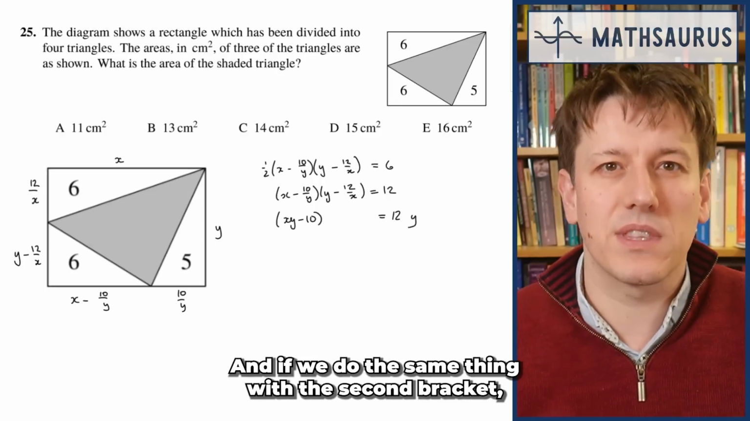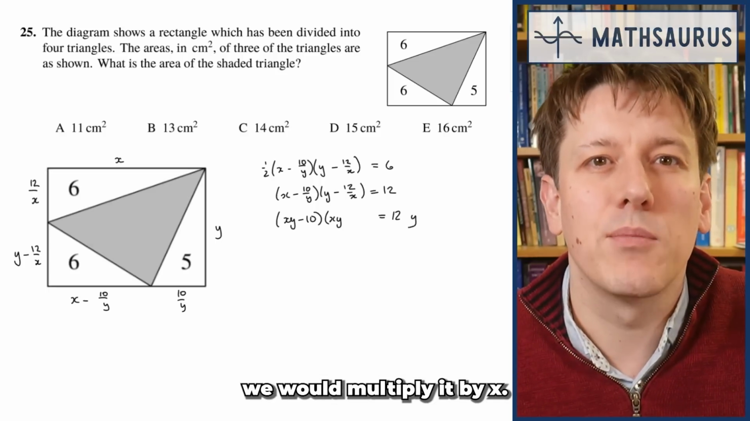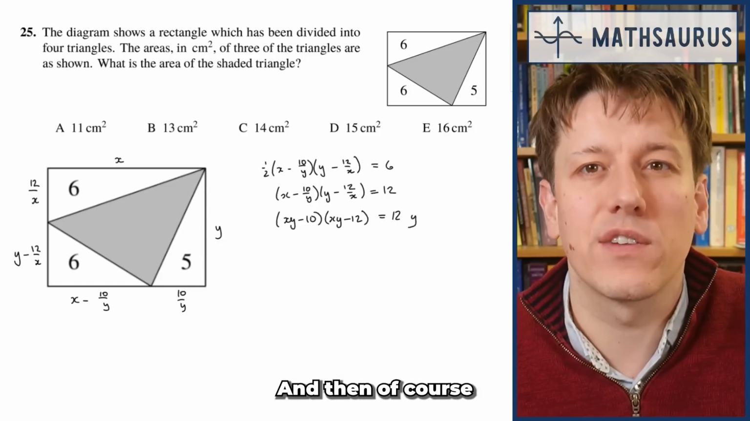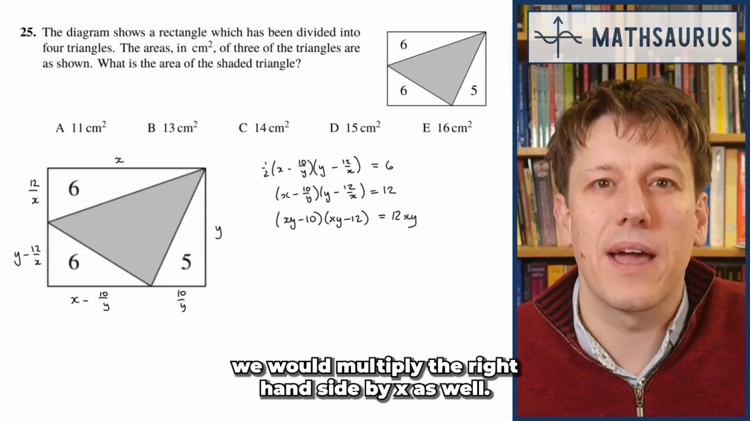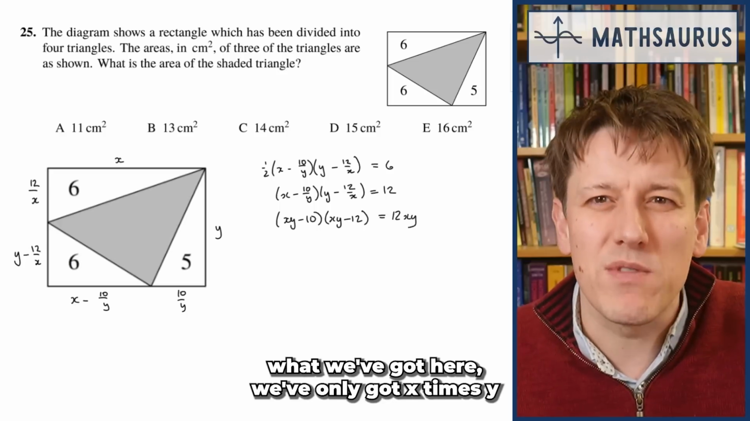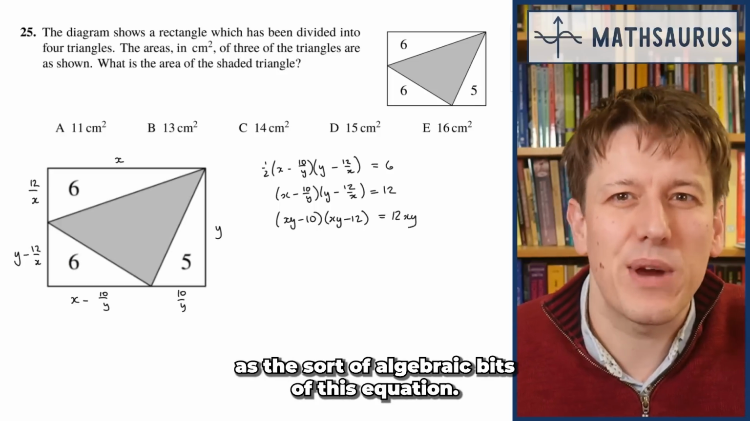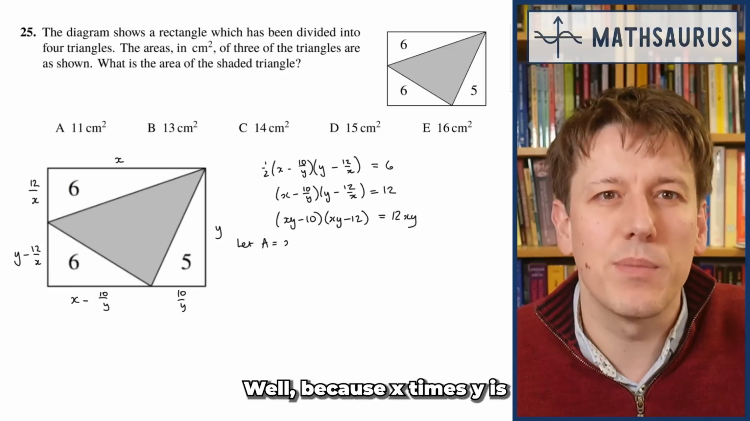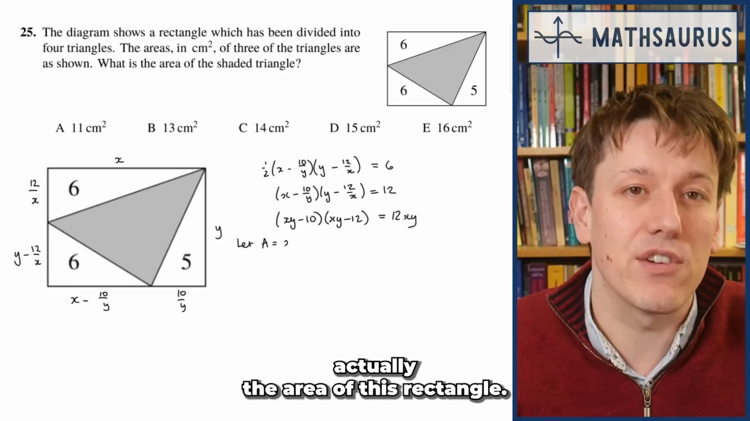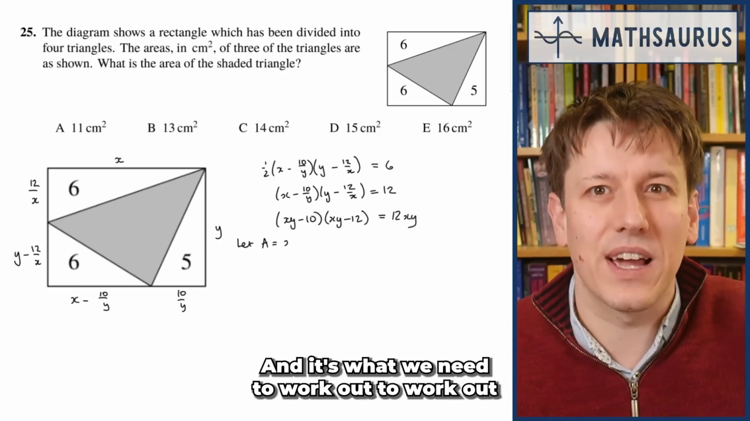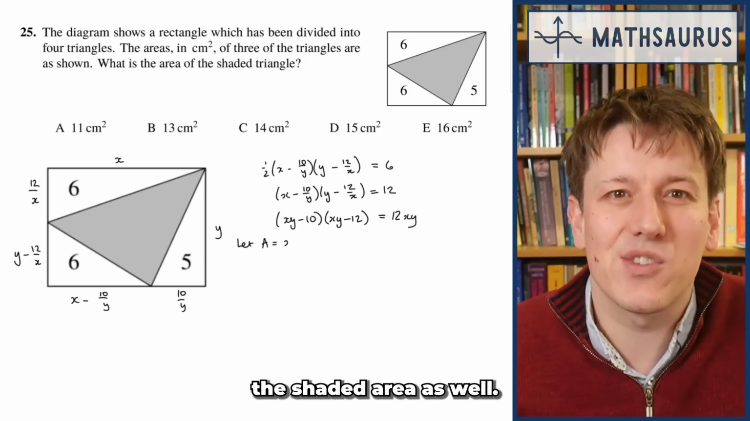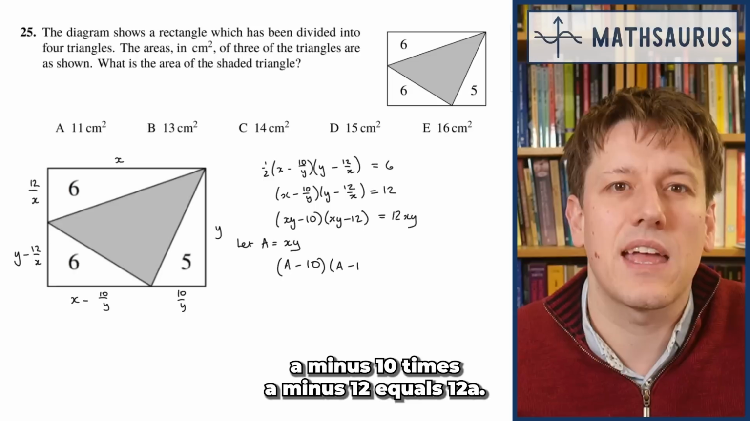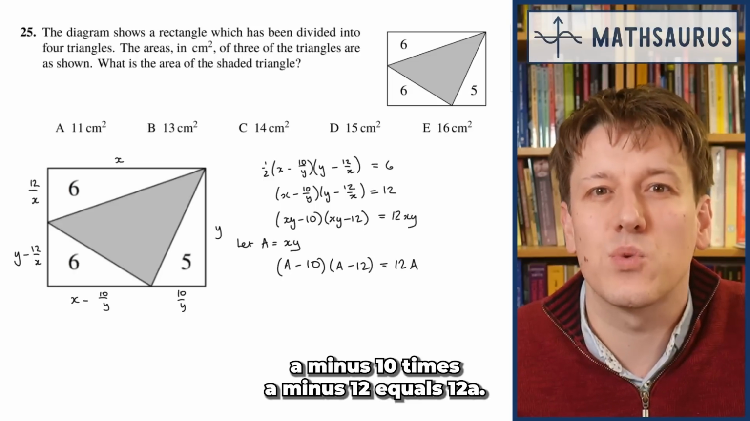And if we do the same thing with the second bracket, we would multiply it by x, so we would get x times y minus 12, and then of course we would multiply the right hand side by x as well. If you look what we've got here, we've only got x times y as the sort of algebraic bits of this equation, so let's just call that a. Why am I calling it a? Well, because x times y is actually the area of this rectangle, and it's what we need to work out the shaded area as well, so it's a nice thing to substitute here. So we've got an equation, a minus 10 times a minus 12 equals 12a.